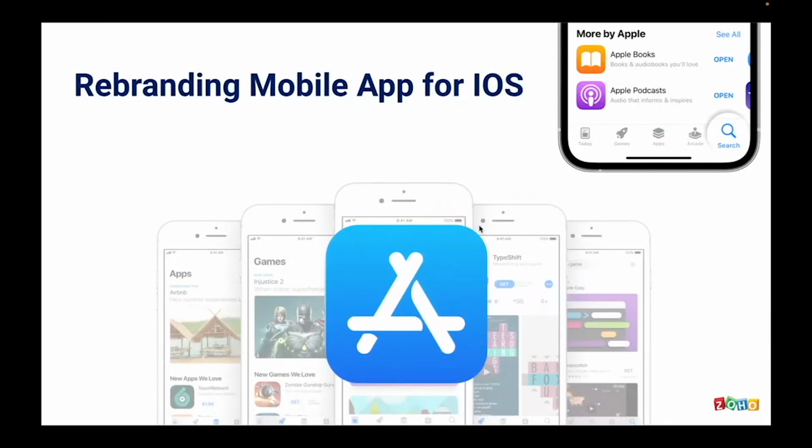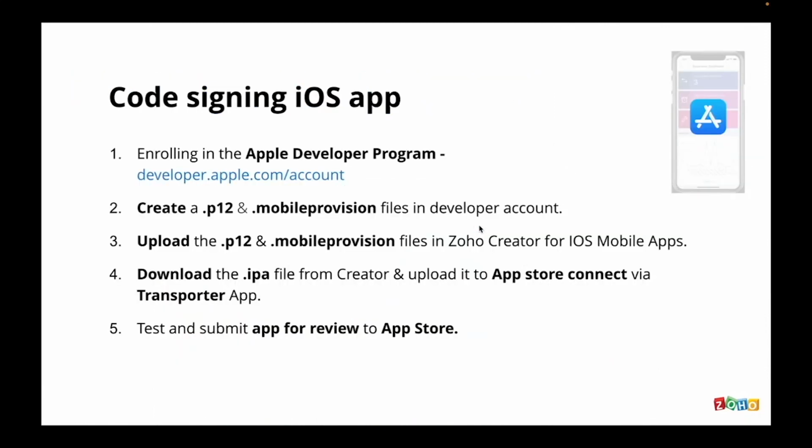You will be able to download your own application from the App Store and install it on your iPhone and start using it. You can also offer this to your delivery agents or your customers so that they can download it and start placing orders. Here, for Zilker Candy Shop, the customers can start placing orders just from the online application on their iPhone. In order to rebrand the mobile application for iOS, we have a code signing process.